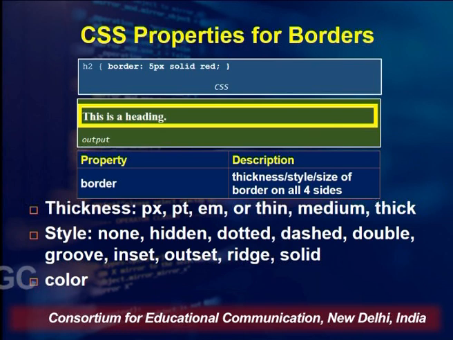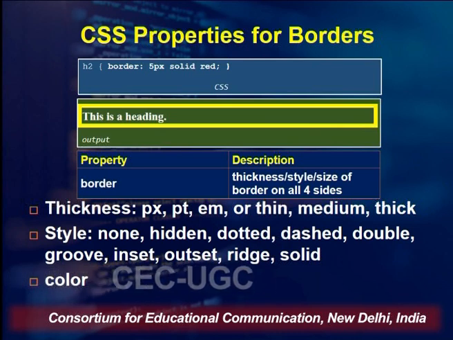Now, how can you define these properties? First is the property border. In border you can define the thickness of the border, in pixels, or in points. You can define it in m, as already discussed, m means the width of the letter m in the font which is chosen. Then you can also define a thin, thick or medium border. So you can control the thickness of the border.